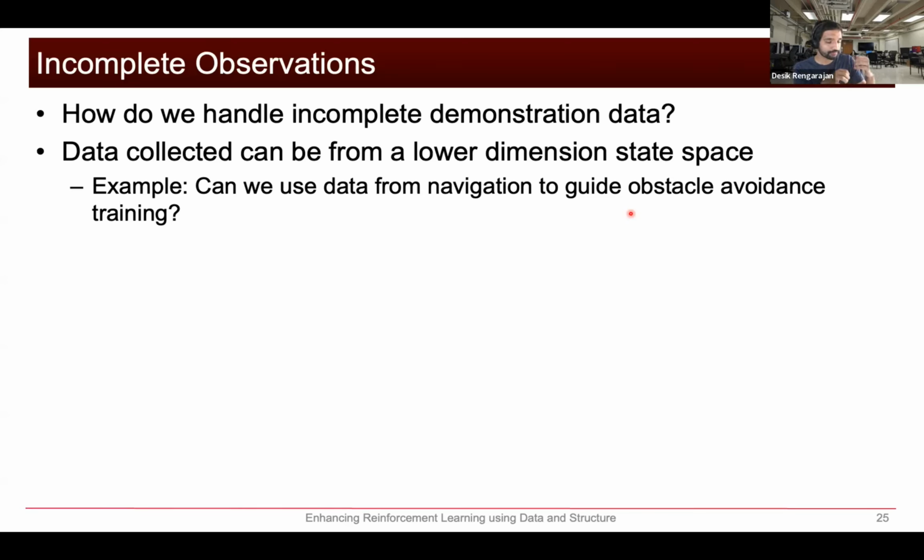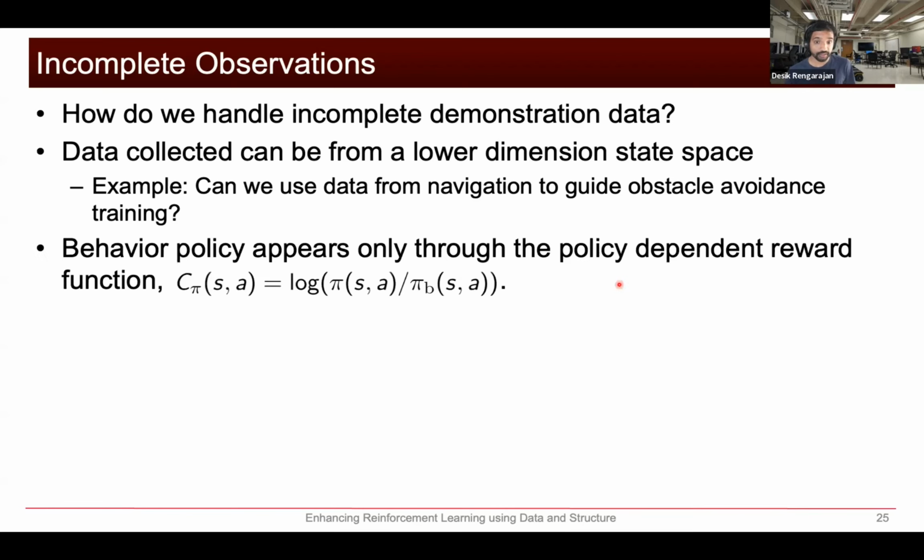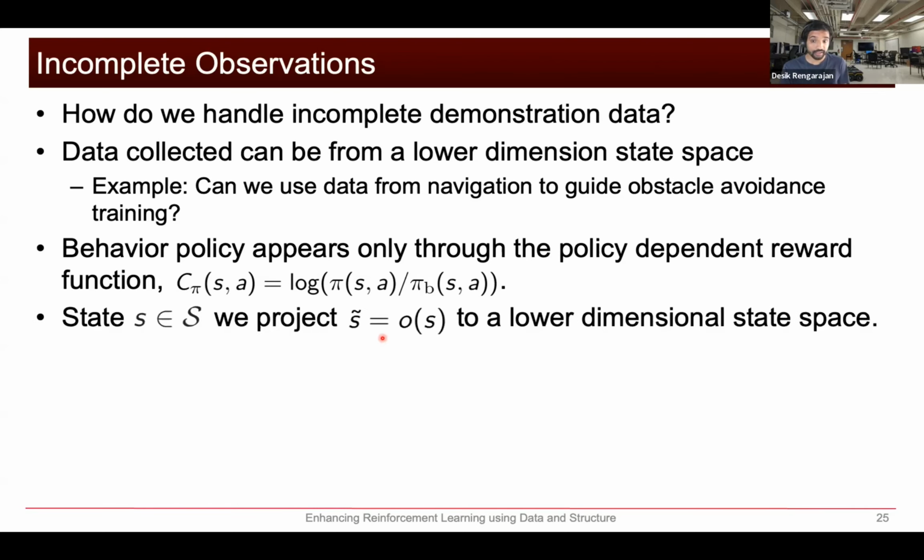So can you distill the information of reaching the goal point from the first task and use it as a guidance to solve the obstacle avoidance problem? That's the overarching question that we're trying to answer. And we can show that, yes, we can do that using our model, because the behavior policy only appears through the policy-dependent reward function.